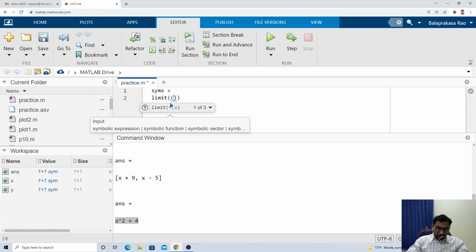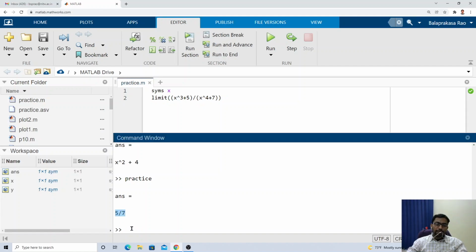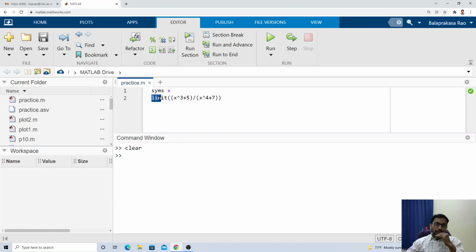Let us give something. Let us say x cube plus 5 divided by x power 4 plus 7. Now if you give this and ask the system to find the limit, it will simply give the limit as 5 by 7. As x tends to 0, this is x cube plus 5 divided by x power 4 plus 7. Therefore the limit as x tends to 0 reaches 5 by 7, and the system was returning 5 by 7. Similarly, you can say as x tends to 1, what is the value of this, and so on.